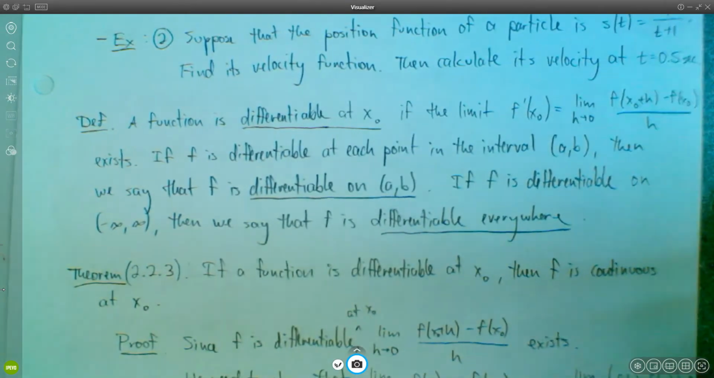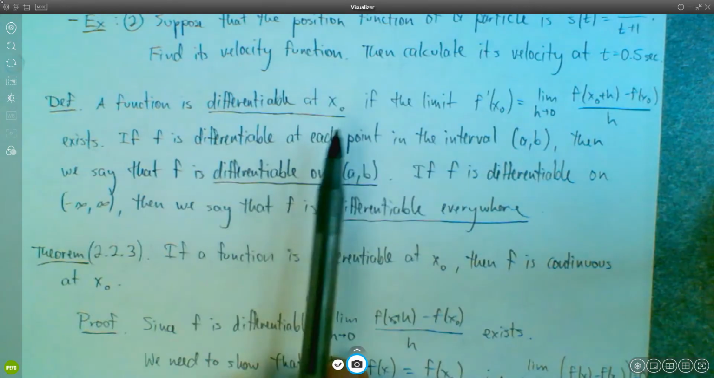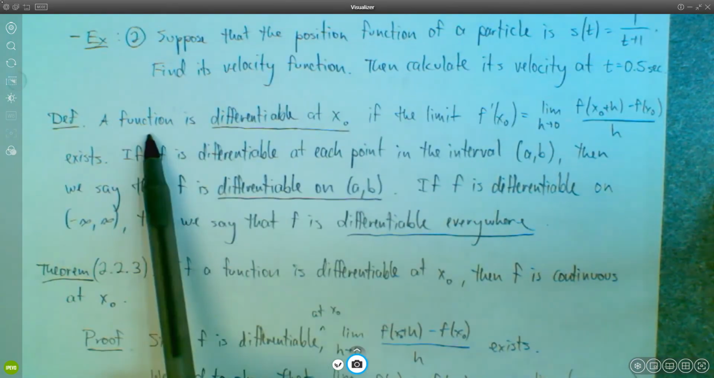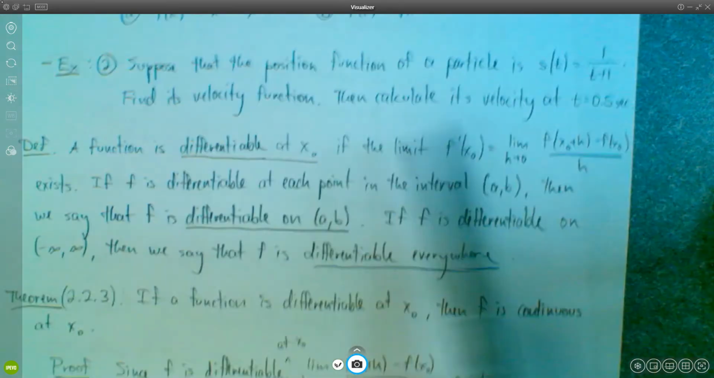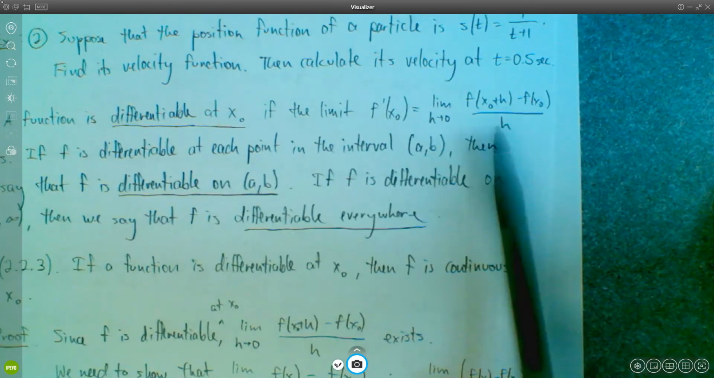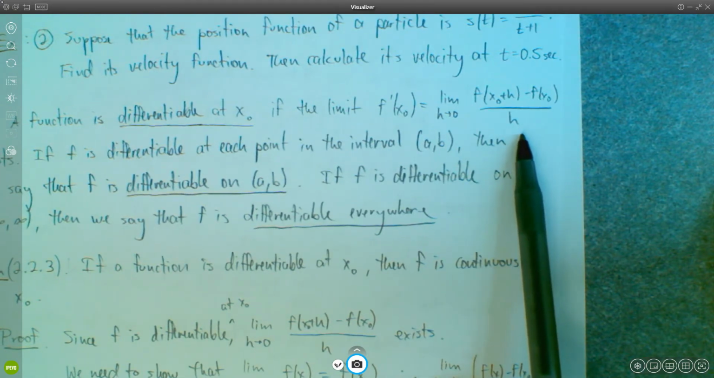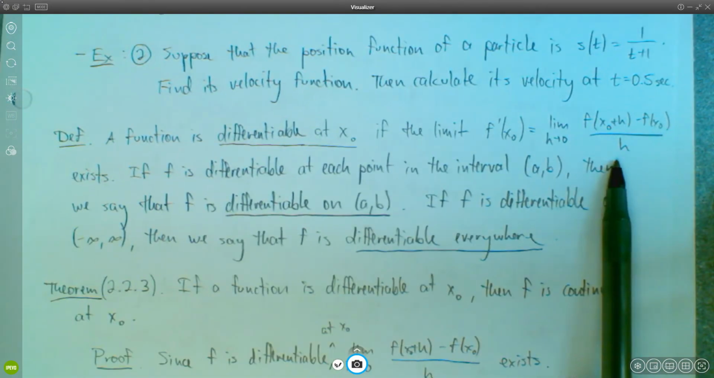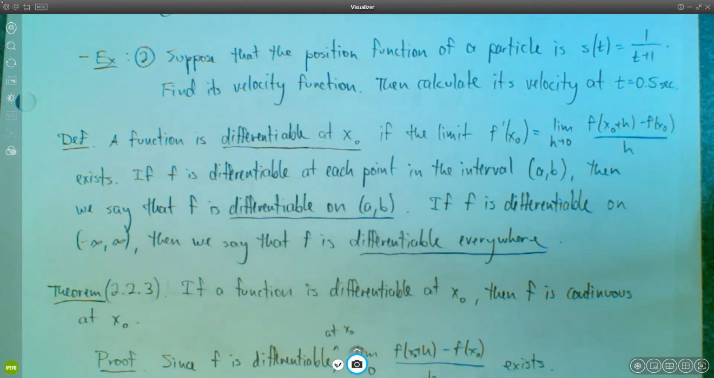So we've seen several examples of differentiating, finding a derivative. Let me give you a few more definitions about this concept. So here's a big long definition that describes differentiability. A function is differentiable at a point x naught if this limit exists. This limit doesn't always exist, and I'll give you an example in a second where the limit doesn't exist, but if this limit exists at x naught, then the function is differentiable at x naught.